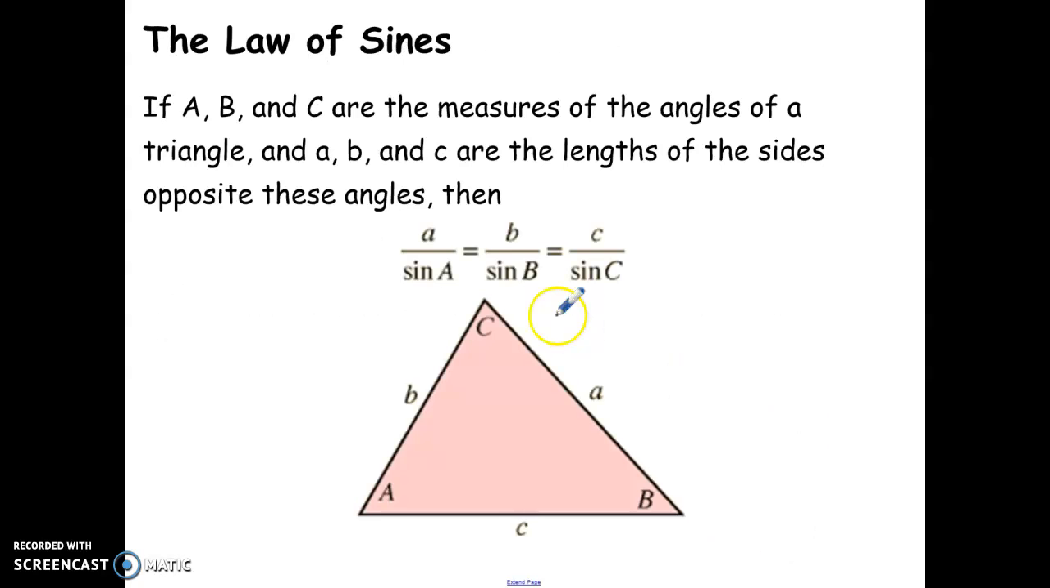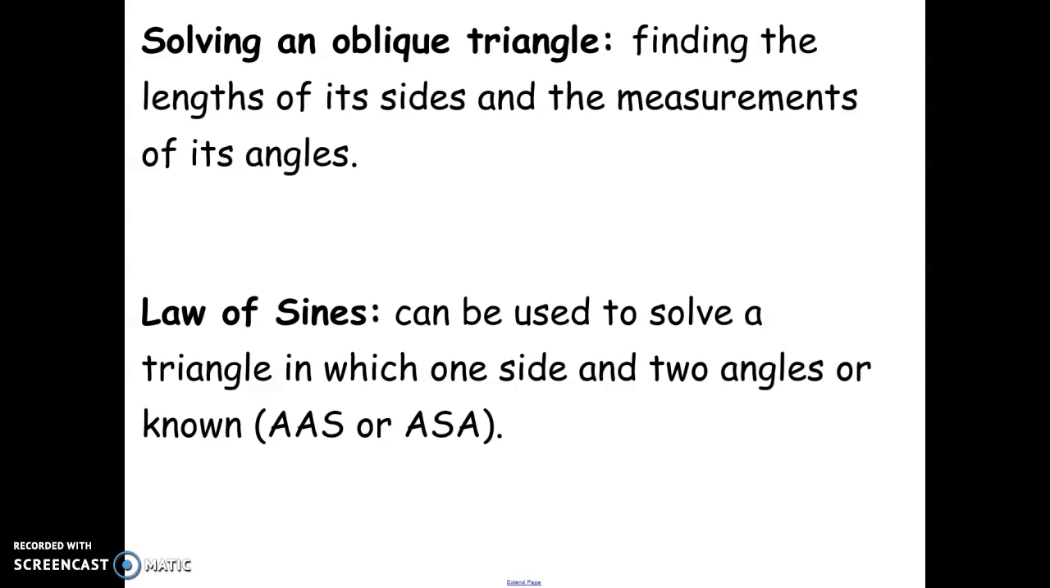And the law of sines simply says that there are ratios of side lengths to the sine of the corresponding angle. So a over sine of A is the same as b over sine of B, which is equal to c over sine of C. So remember, angles are capital letters, sides are lowercase letters directly across from the corresponding angle. Solving an oblique triangle means we're finding the lengths of its sides and the measurements of all of its angles.